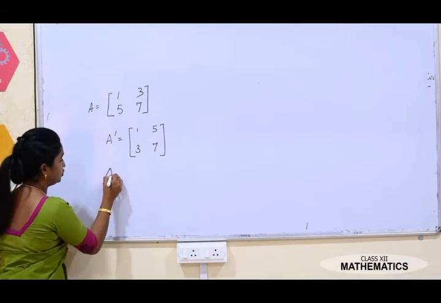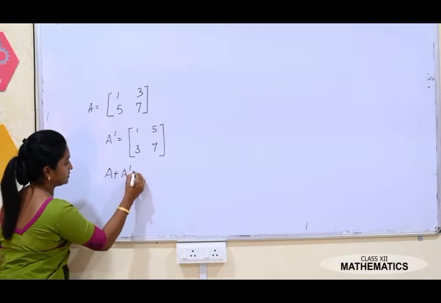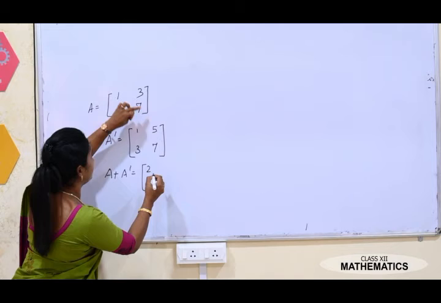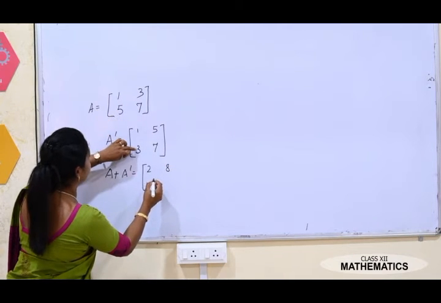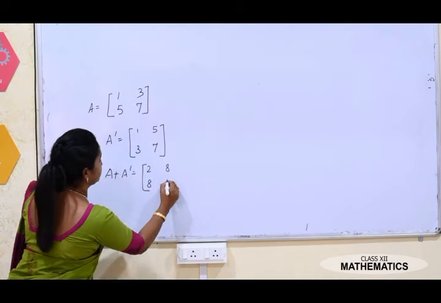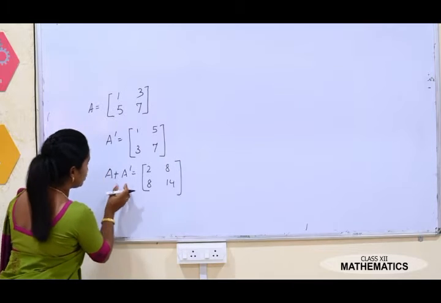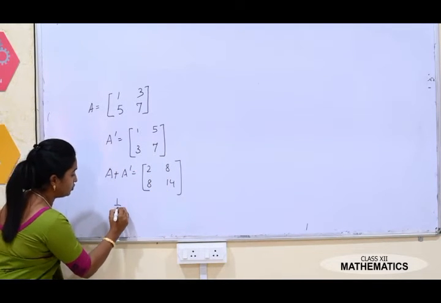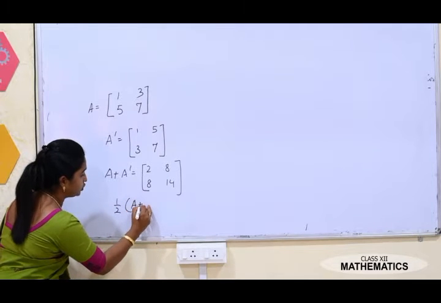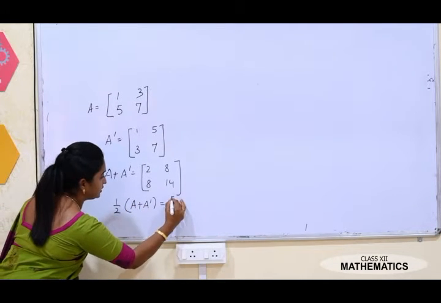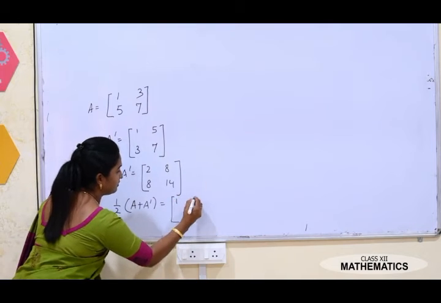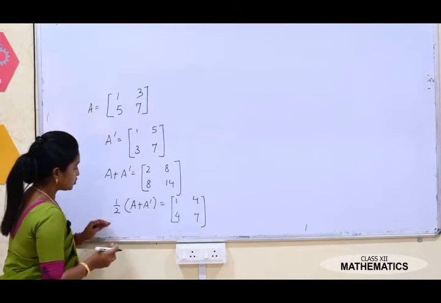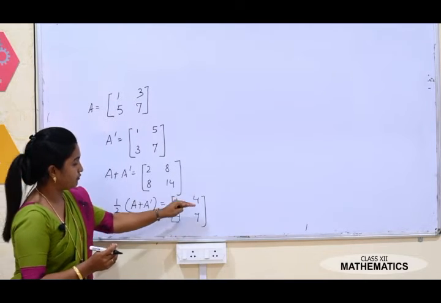Then what will you do? You will just add A and A dash. When you add, you know how to add? 1 plus 1, it is 2, 3 plus 5, it is 8, 5 plus 3, again 8, and 7 plus 7, it is 14, okay? So you got A plus A dash as 2, 8, 8, 14. Now what will you do? You will divide by 2, okay? When you divide it, you're getting 1, 4, 4 and 7, okay? So half of A plus A dash is equal to 1, 4, 4, 7.